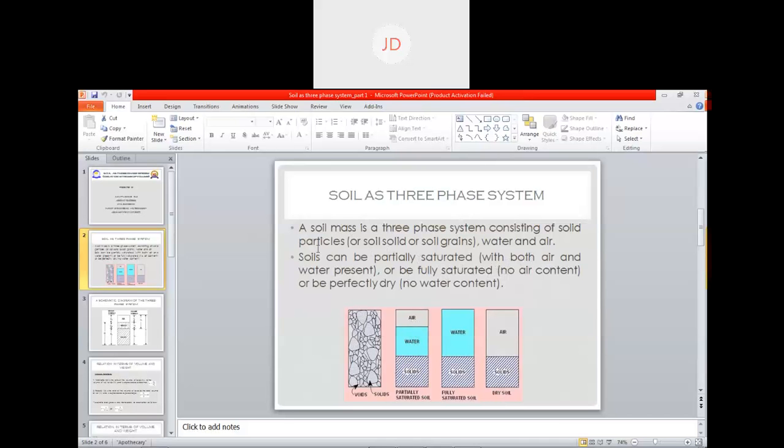Okay, so the statement given here: a soil mass is a three-phase system consisting of solid particles, which are also known as soil solids or soil grains, and water and air. And the next slide says: soils can be partially saturated with both air and water present, or be fully saturated with no air content, or be perfectly dry with no water. So let's discuss these two sentences. We'll have more clarity about these two statements from this diagram.